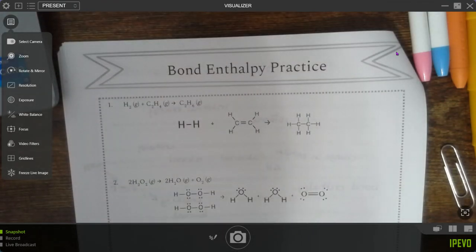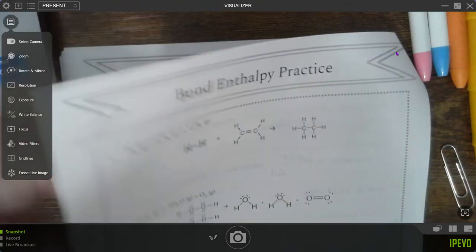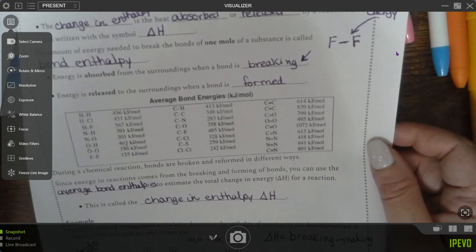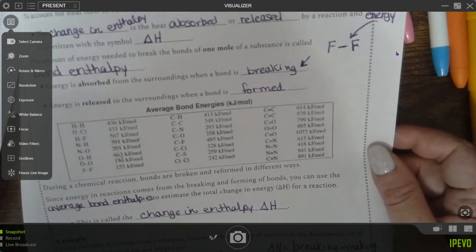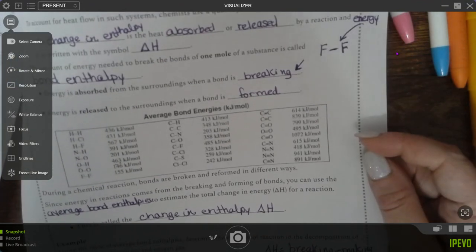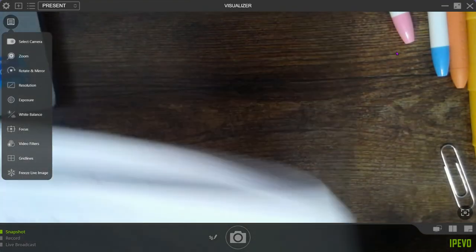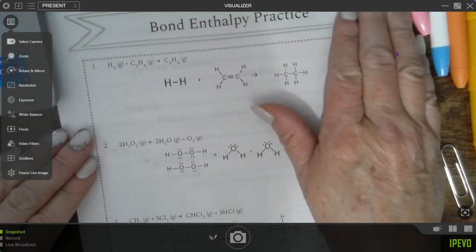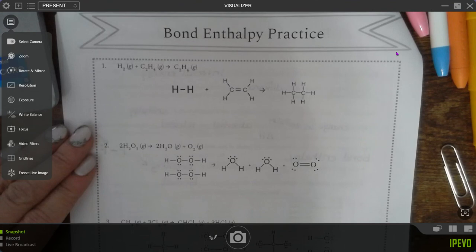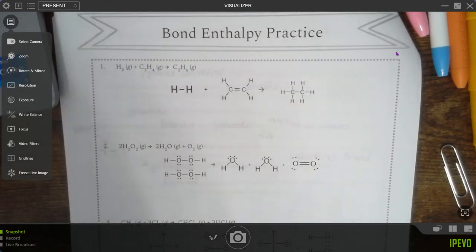Today we are going to work through several examples of bond enthalpy calculations. One thing you should have handy while we're doing this is your bond enthalpy table that gives you the values. I have one pulled up on my computer screen. We're going to do 4 examples of calculating bond enthalpy.